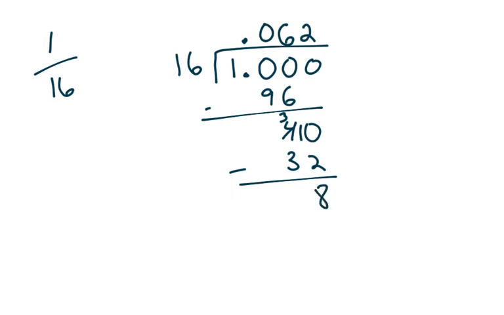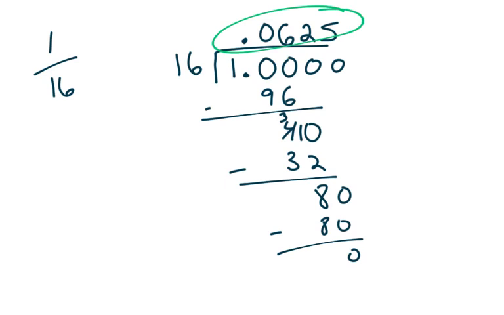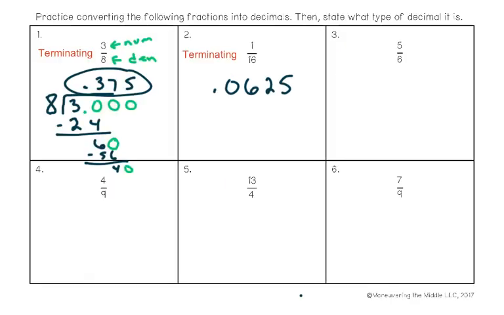16 doesn't go into 8, so I add a 0 again. Keep adding zeros. 16 goes into 80 5 times. 16 times 5 is 80. So now there's nothing left over. So now I can see that this is a terminating decimal. It comes to an end, and it's 0.0625.